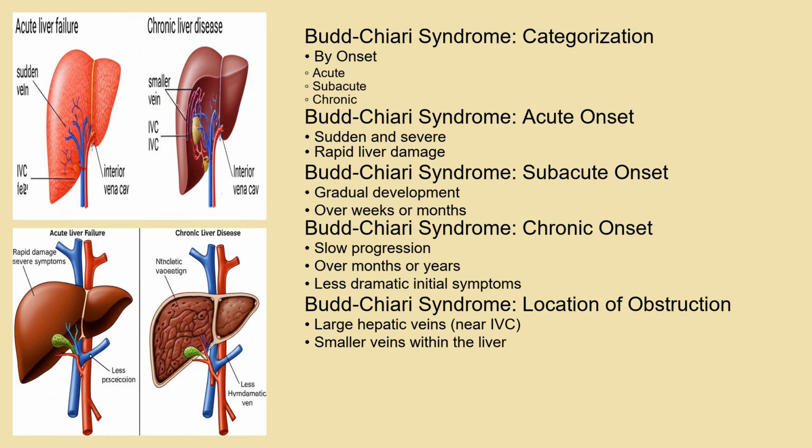While there aren't strictly defined types of Budd-Chiari, it's helpful to categorize it based on the speed of onset and the location of the obstruction. We often talk about acute, subacute, and chronic forms.